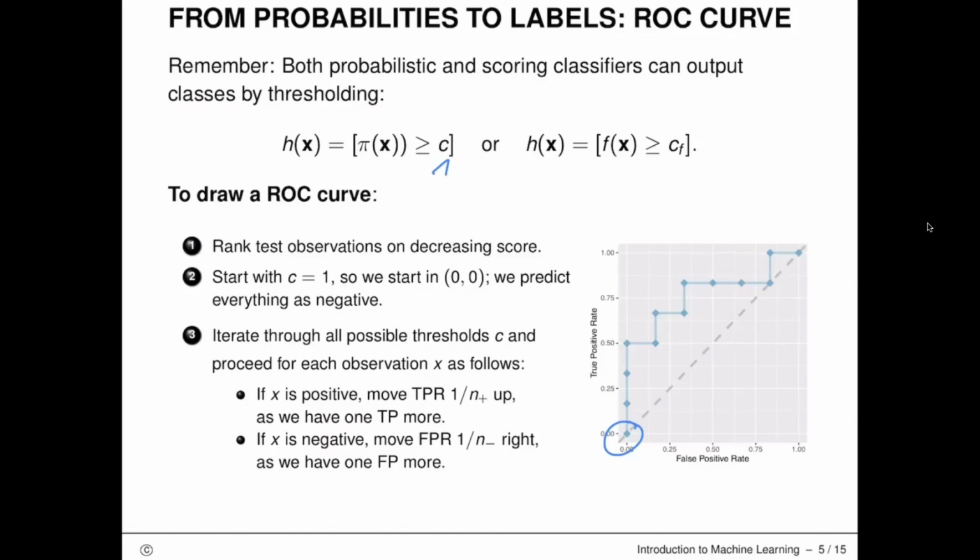And then we iterate through all possible thresholds C. The threshold decreases from 1 until 0. And then we compute for each threshold the true positive and the false positive rate. And in the end, always something like this will happen. We go from 0, 0 to 1, 1, because in the end, for a threshold of 0, we will predict everything as positive. So we have a true positive rate of 1 and a false positive rate of 1, because we just have only positives. And the step size for going up is 1 divided by n plus, and the step size for going right is 1 divided by n minus.